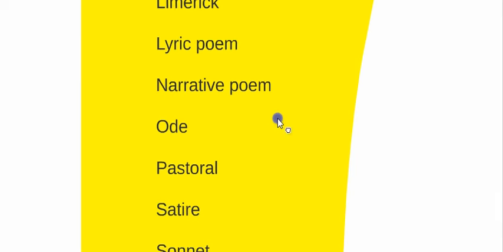Pastoral. Anyone know about pastoral? Where do we get the word pastor from? Shepherd. A poem about the simplicity and sweetness of rural life. Satire. You might remember from GCSE. Any writing that ridicules the vices, silliness, and shortcomings of people, organisation, government, or society. Jonathan Swift wrote a lot of satire, both in essay and poem form.